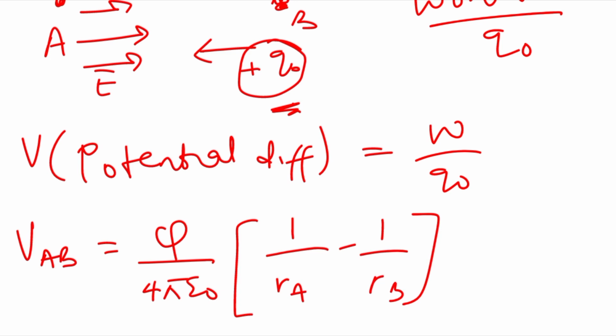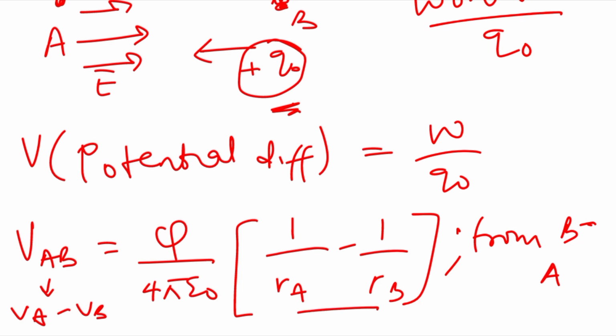Now, what this simply means is that in moving a point charge from point B to point A, then definitely VAB is equal to VA minus VB. Then the relationship between VA and VB is this. So here's the general formula we use.